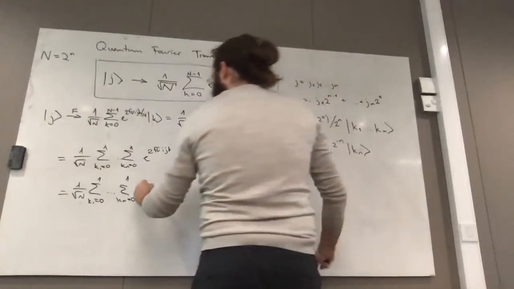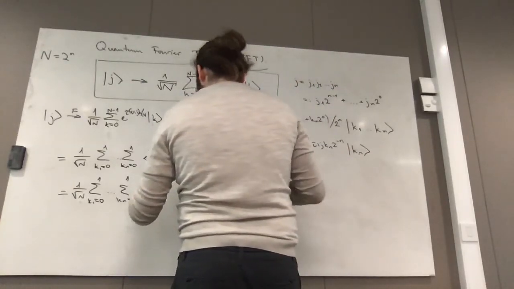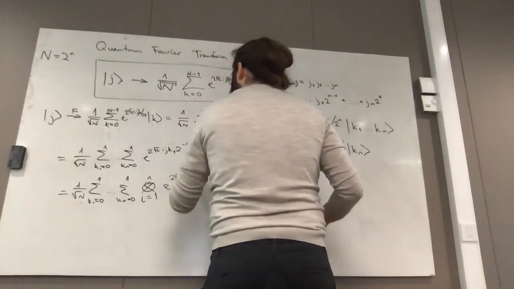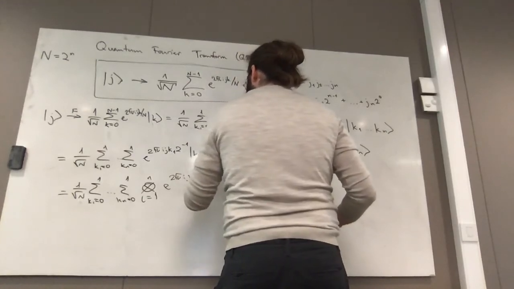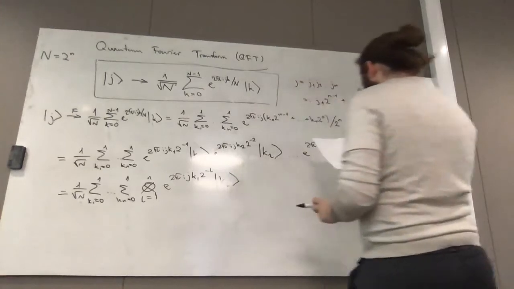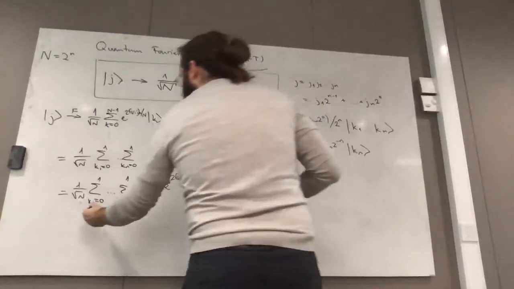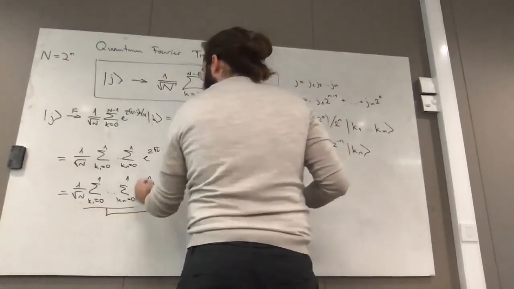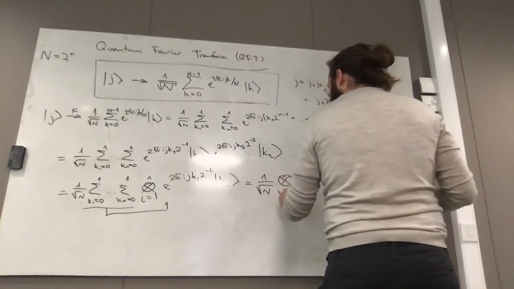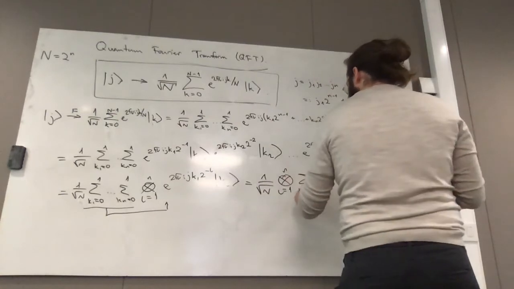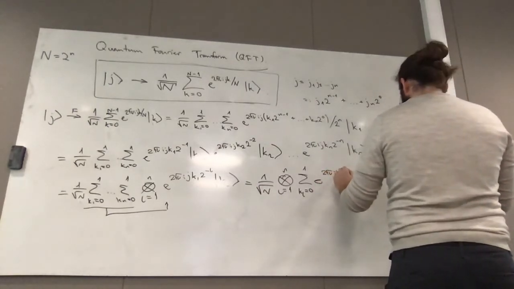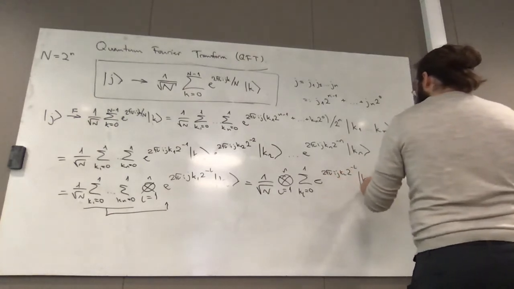So now we get a big tensor product, for L equals 1 to n, of e to the 2 pi i j k_L 2 to the minus L. And finally, here you have a k sub L. And then we observe that these can be put inside of the tensor product for an even simpler notation: the big tensor product over L equals 1 to n of the sum over k_L equals 0 to 1 of e to the 2 pi i j k_L 2 to the minus L and k sub L.